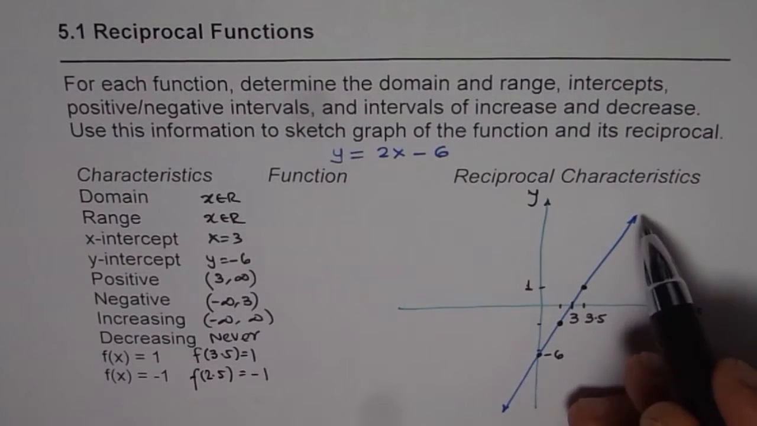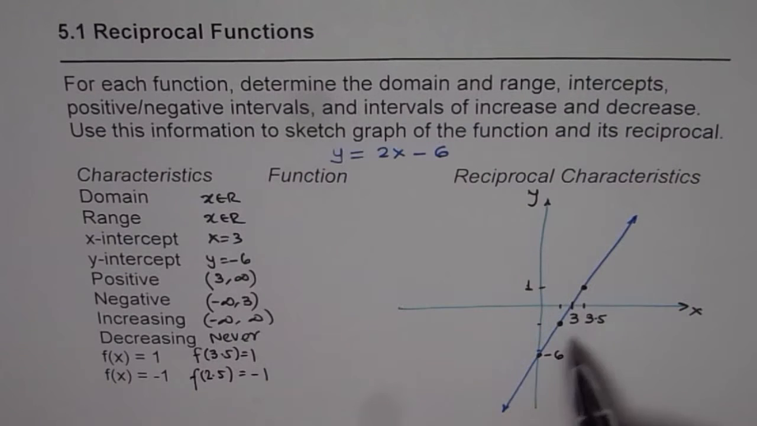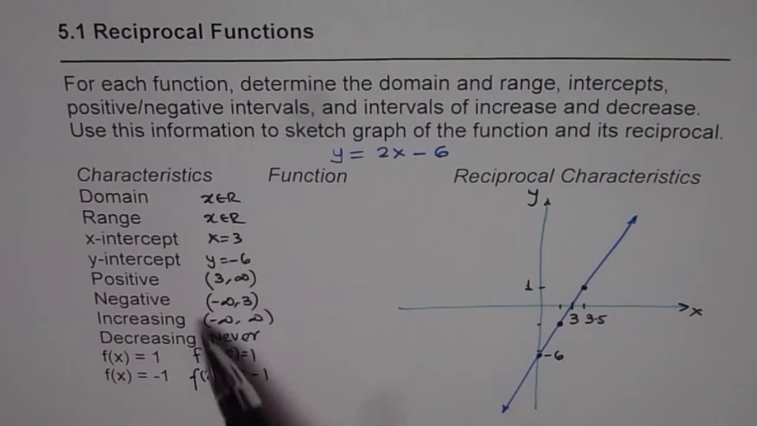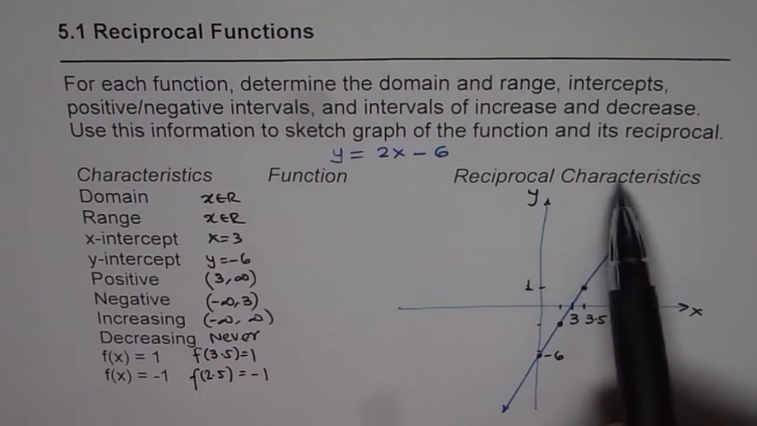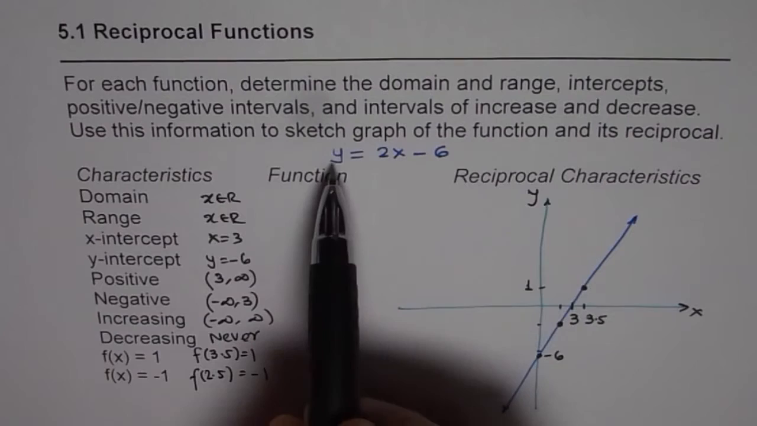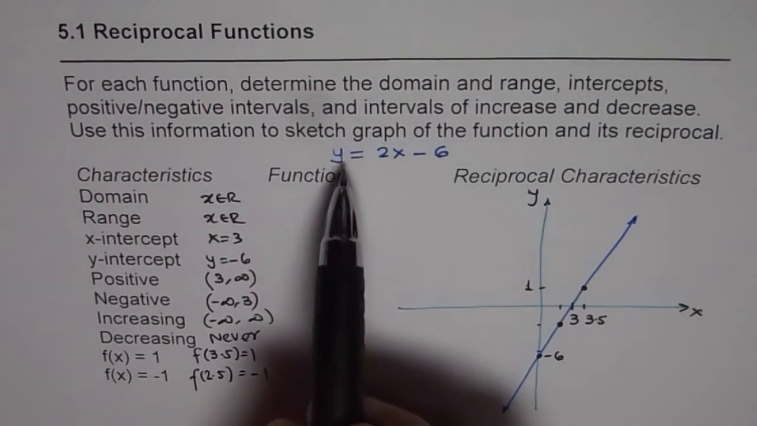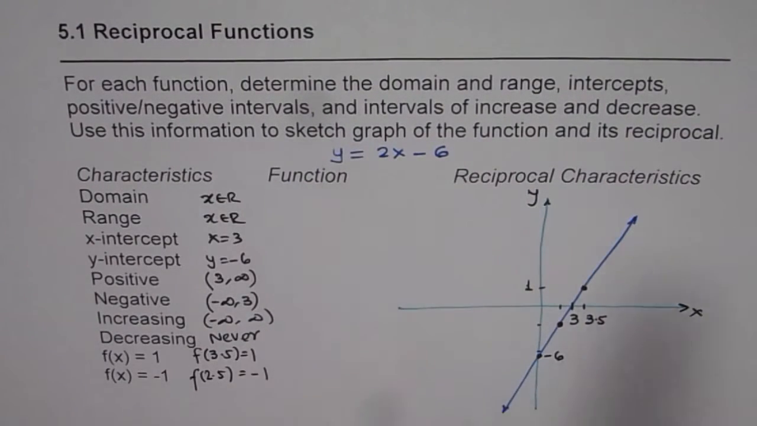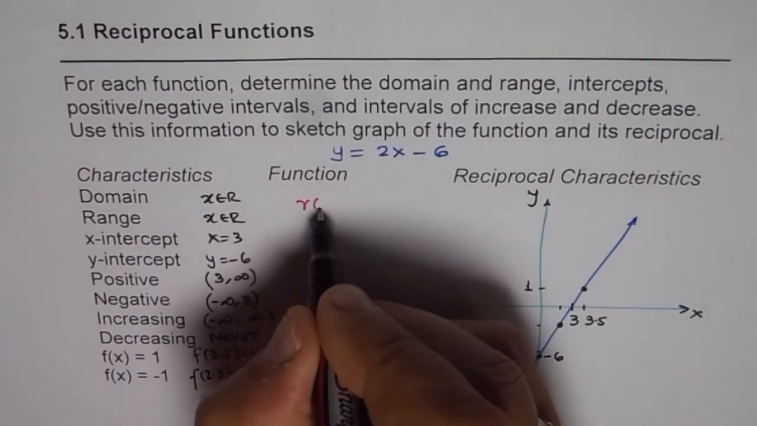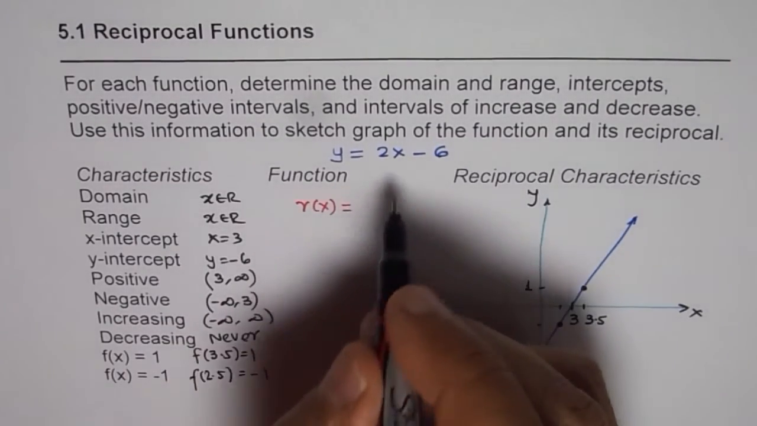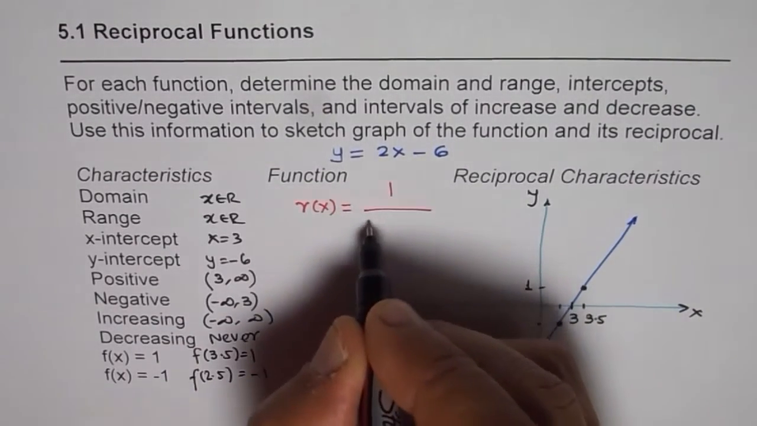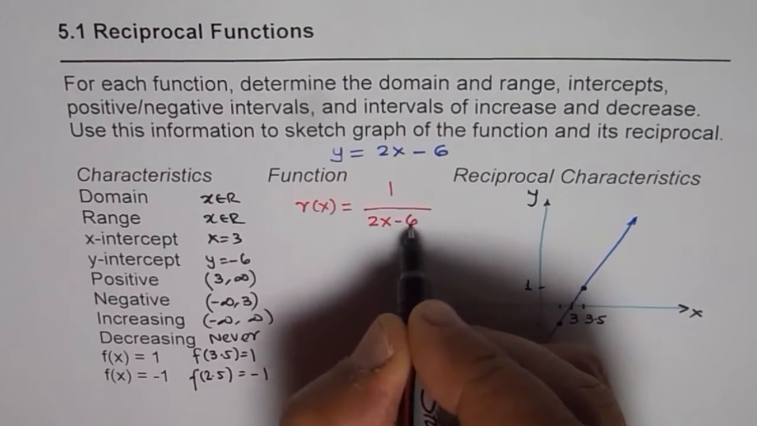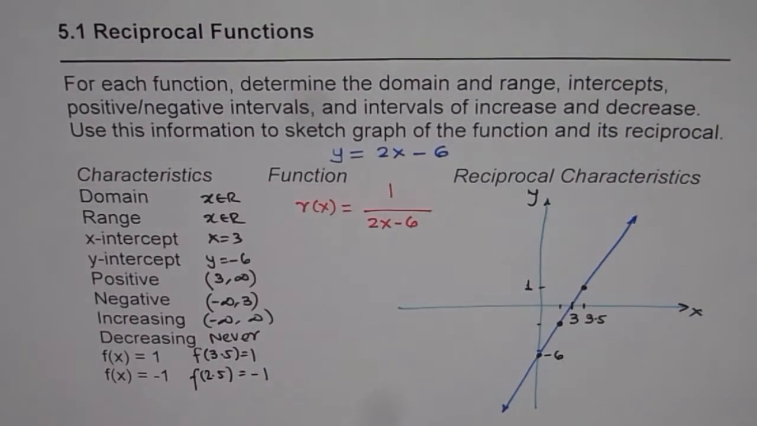Now we have all the characteristics of the line. We know fairly well about it. Now it's time to understand how to use these characteristics and sketch the reciprocal. So we know function y is this. From here, let's write down the reciprocal function. I'll use a different ink for that. So let's say the reciprocal function r of x is equal to 1 over 2x minus 6. That becomes our reciprocal function, correct?